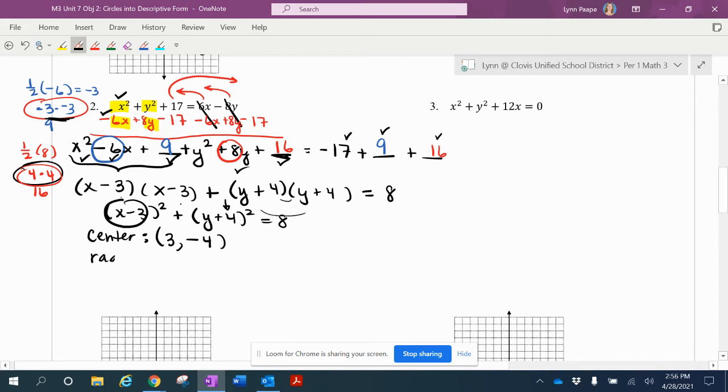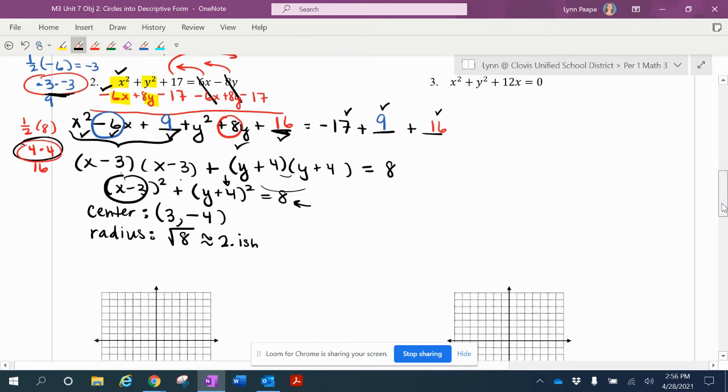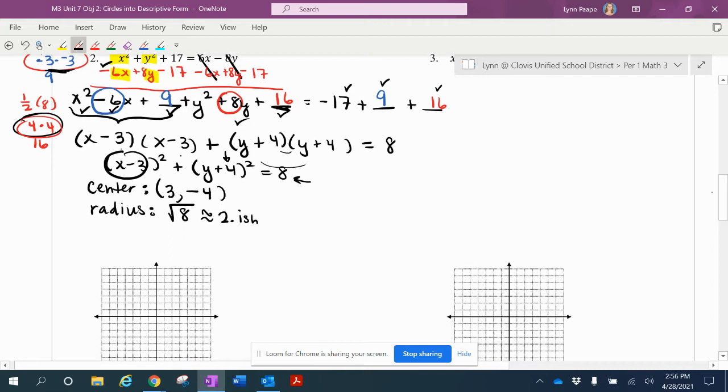And then my radius, so according to the formula, that's the radius squared. So then I'm just going to take the square root of 8. And so I don't know exactly what that is, right? So I know it's smaller than the square root of 9. So then I know it's going to be less than 3, right? So 2 point something, but close to 3, right? So when I go and do my graphing, I'm just going to be a little bigger than 2.